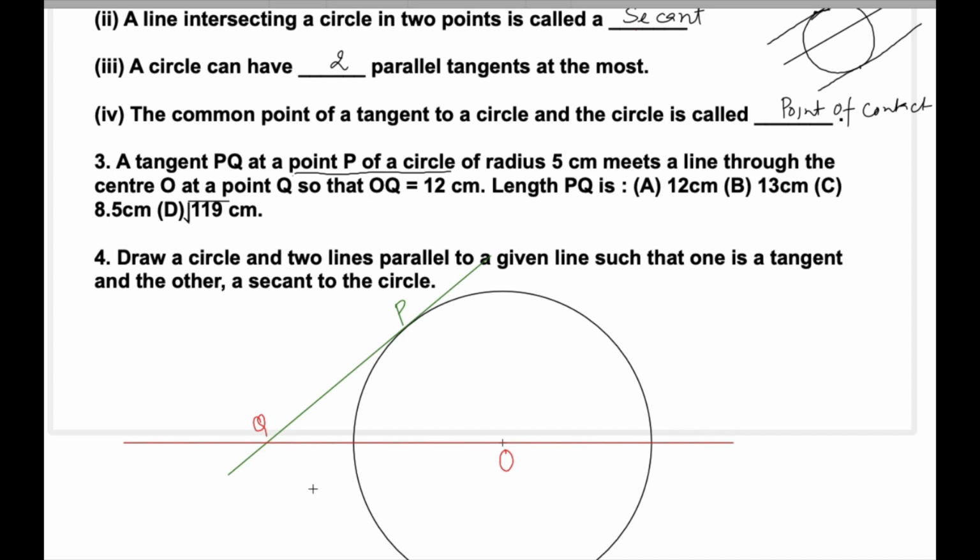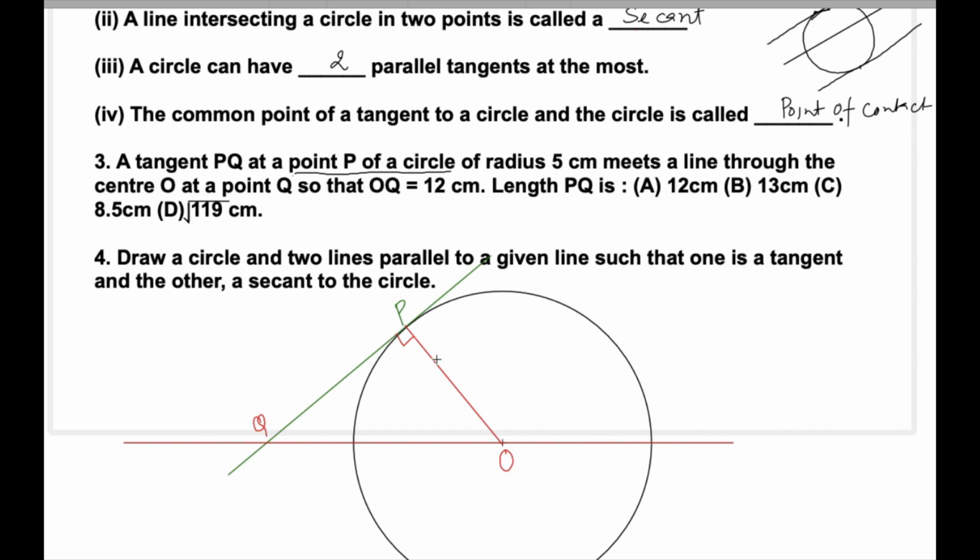Now we know a property. Just now what we learned is that if you join the point of contact from the center, this angle will become 90 degrees, because if you're joining the center to the point of contact, then this angle will be 90 degrees.